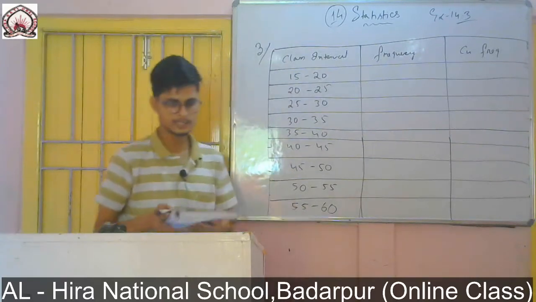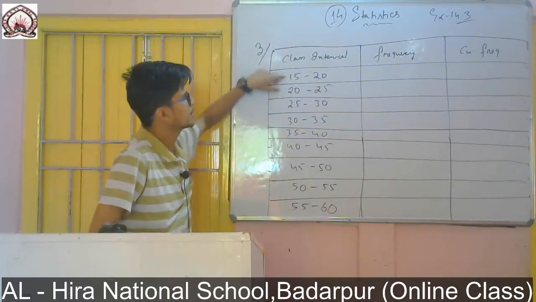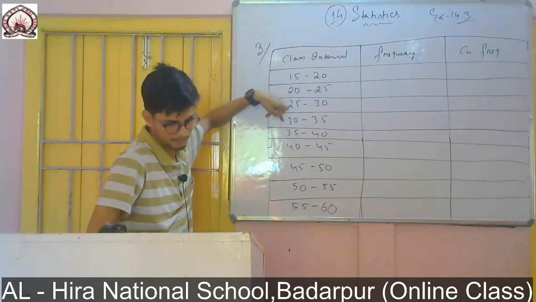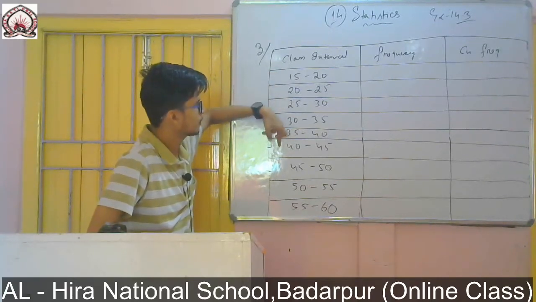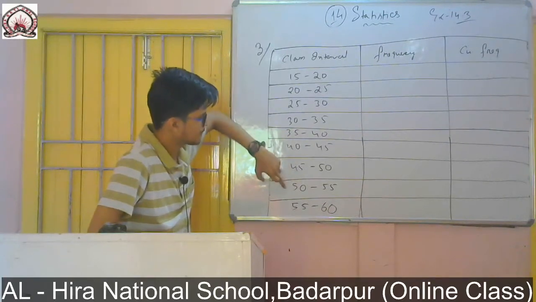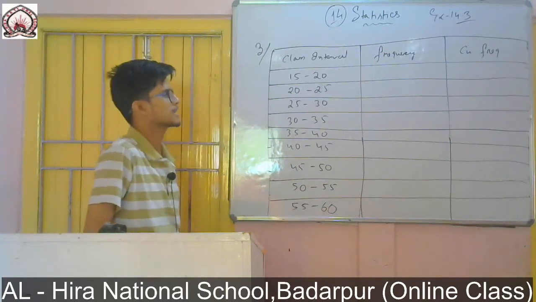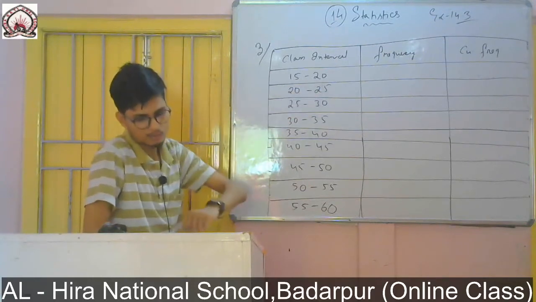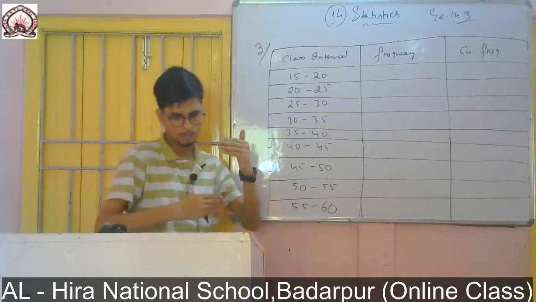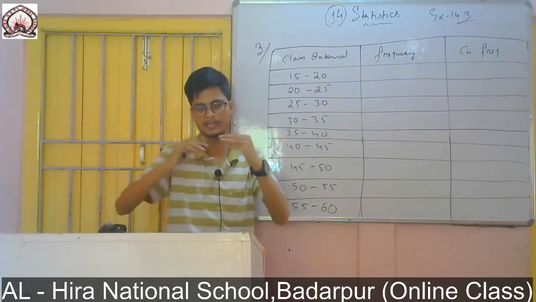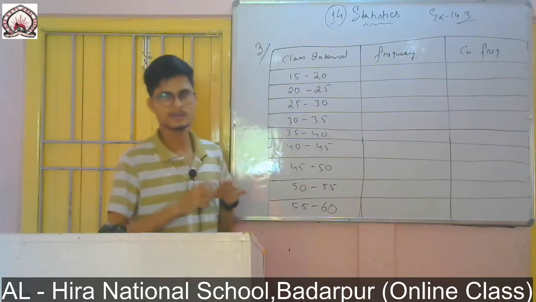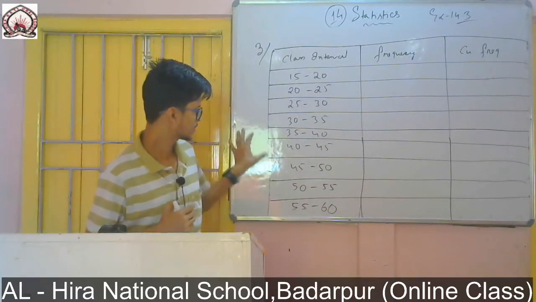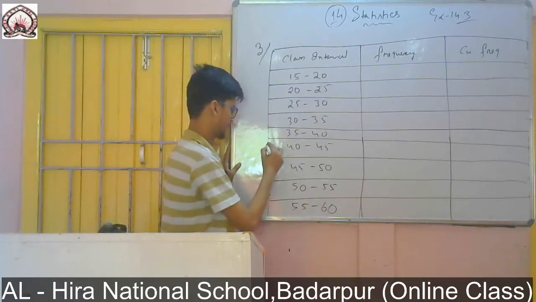I have converted this into intervals: 15 to 20, 20 to 25, 25 to 30, 30 to 35, 35 to 40, 40 to 45, 45 to 50, 50 to 55, and the last one. Why have I taken the gap as 5? You see, in each one you will find below 20, then below 25, then 30 given. That means the gap is given as 5. So from there we have understood that we should take it like this, then only it will be correct.